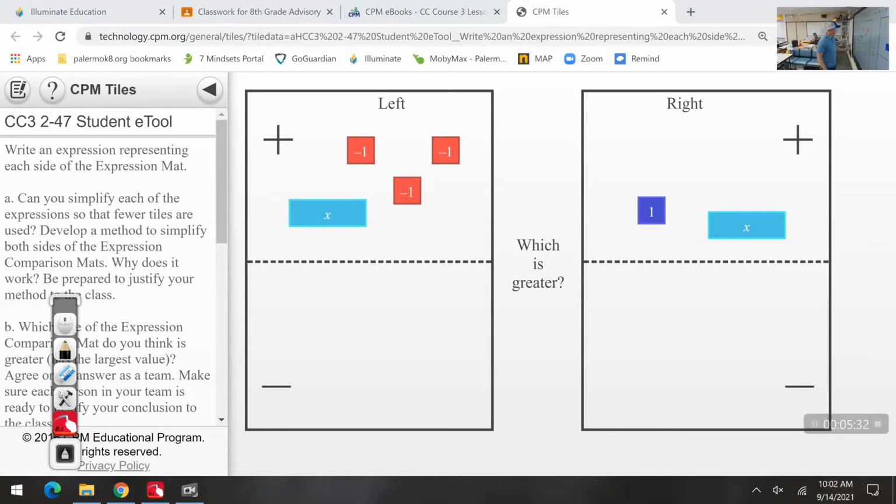Okay, now at this point, we're going to talk about favorite numbers. My first favorite number is 3. So if x were equal to 3, then 3 take away 3 would be 0. 3 plus 1 would be 4. Which is greater? That one.